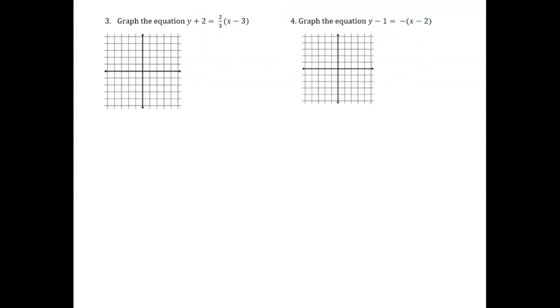All right, now we're trying to graph. It says graph the equation y plus 2 equals 2/3 x minus 3. Well, you might look at this and say, hey, this is already in point-slope form. y minus y1 equals m times x minus x1. From here I can pull out the slope. The slope is just going to be the 2/3, what's right before the parentheses.